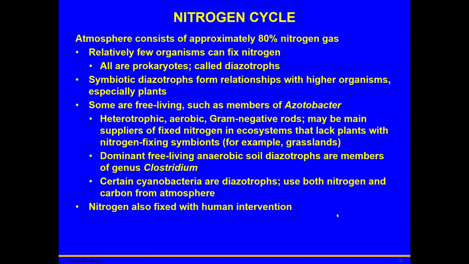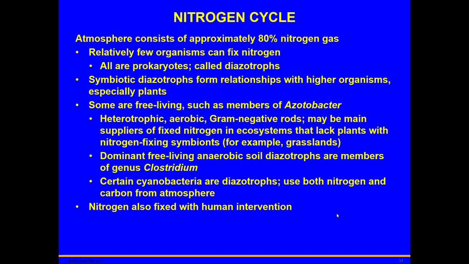Here's an interesting point. The atmosphere consists of approximately 80%, really more like 79% or 78%, nitrogen gas. Relatively few organisms can fix their own nitrogen. All are prokaryotes, and they're called diazotrophs. Symbiotic diazotrophs form a relationship with higher organisms, especially plants. Some are free living, and so they're members of Azotobacter.